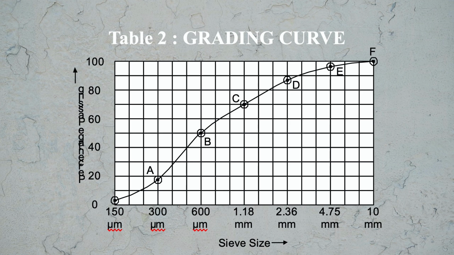You see that from 300 micron to 600 micron, roughly 18% at A, and if you go to B, then something like 50%. So within this 300 micron to 600 micron size, the percentage passing through the sieve varies from 18% to 50%, within a small difference of sieve size. So you can say that 18% to 50% of the sample has this size. This is the predominant size in the sample of aggregate.